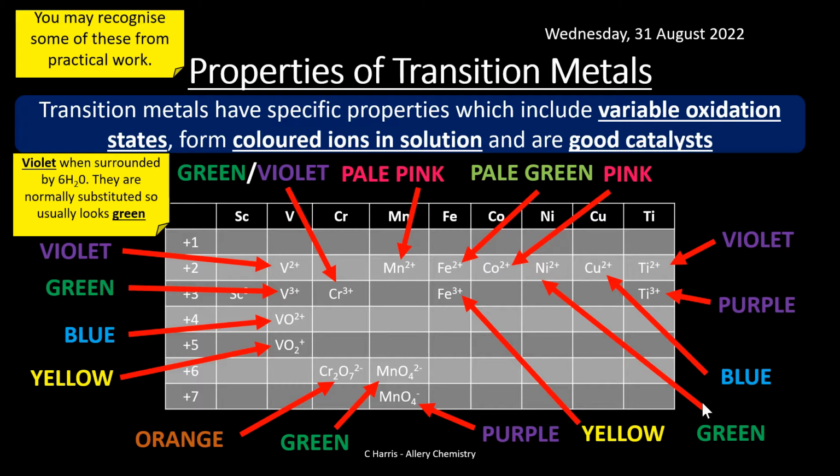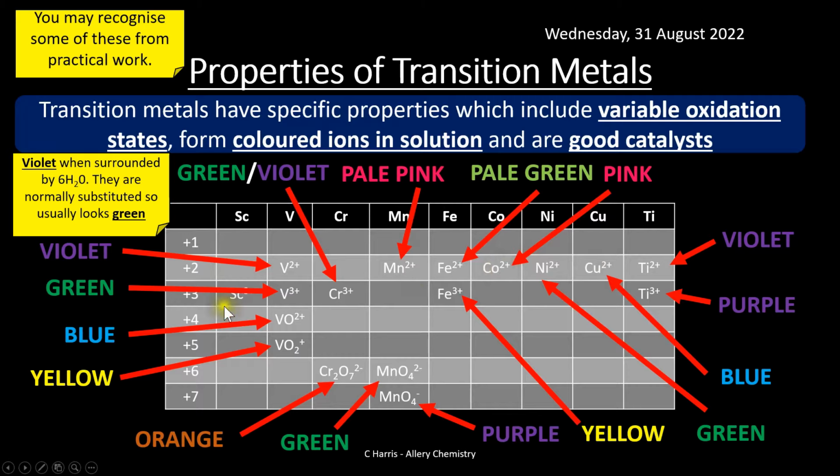The chromium ones, obviously, you will have seen through looking at oxidation. You need to be aware of the cobalt ones, that's obviously going to be quite important. Nickel is going to be quite important as well, and copper is going to be quite important. So these are some of the colours that you're probably going to see a little bit more often.